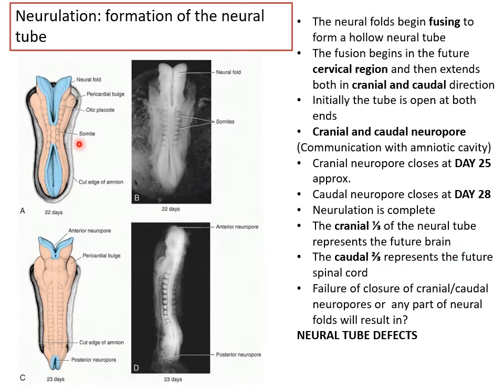So what can happen now? This tube must need to close completely. It must become a closed tube like this. What can happen if either the cranial or the caudal neuropore doesn't fuse or remains open? Then it can result in neural tube defects. So let's see examples of some neural tube defects. Okay.